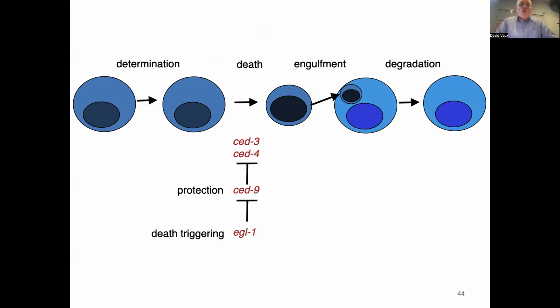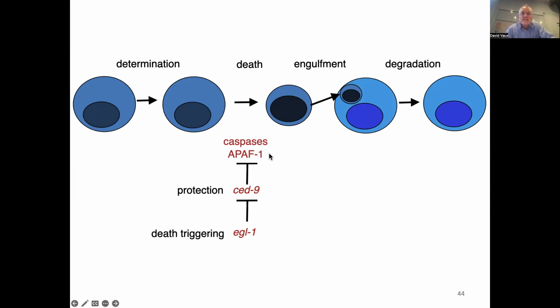So in the worm, if you have a cell that's destined to die, it shrinks down like a little button. It's engulfed by a neighboring cell, and then it's completely degraded. Now, homologs of the worm genes were identified. So humans have a whole bunch of CED3-like genes, and they're called caspases. They're proteases that digest the cell from within.